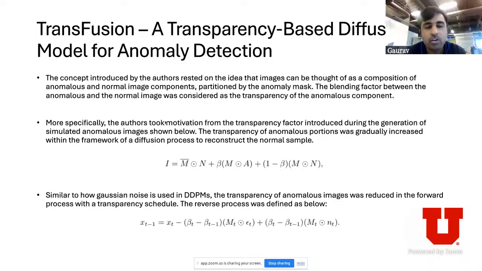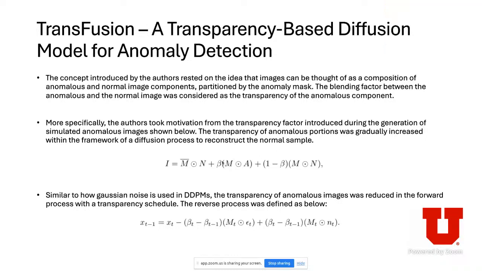More specifically, the authors took motivation from the transparency factor introduced during the generation of the simulated anomalous images shown below. So in the previous article, also they used simulated anomalies. In this article, they basically took motivation from the process of generating the simulated anomaly, which is with this formula, where m bar represents the complement, and the transparency of anomalous portions was gradually increased within the framework of the diffusion process to reconstruct the normal sample.